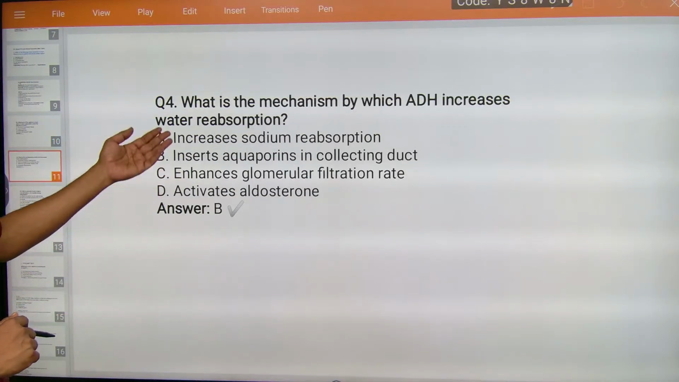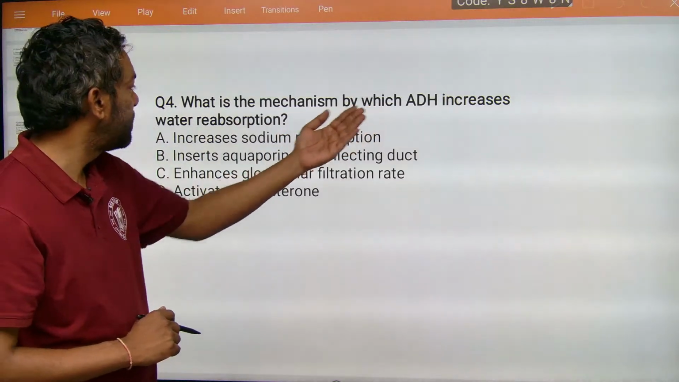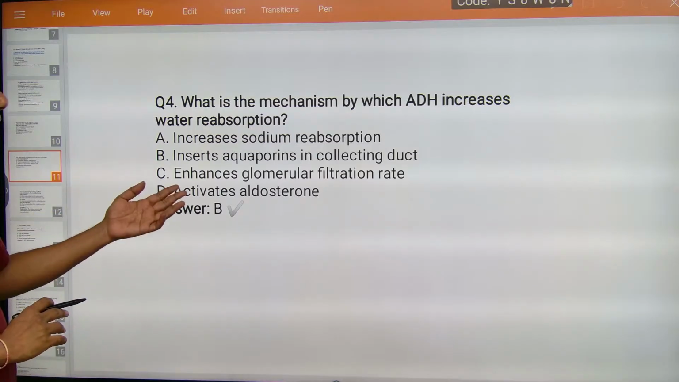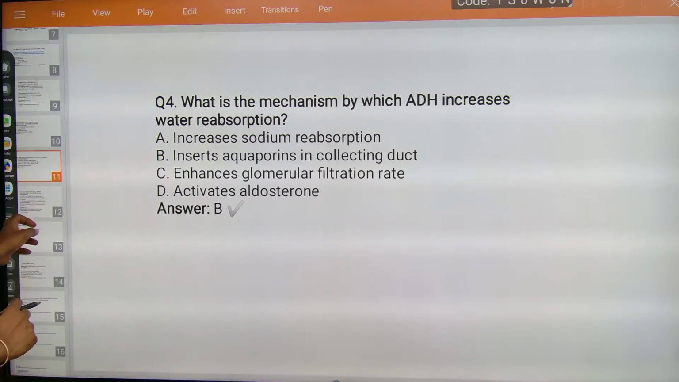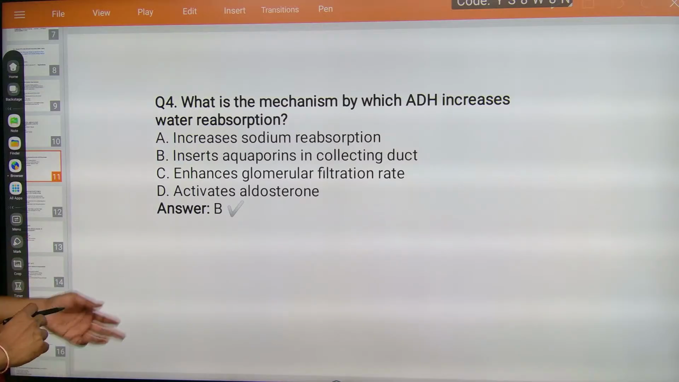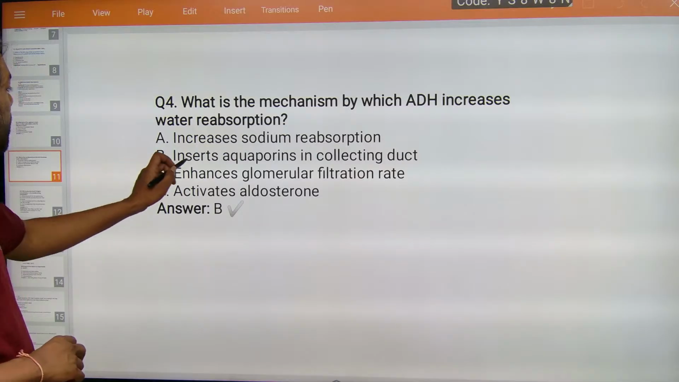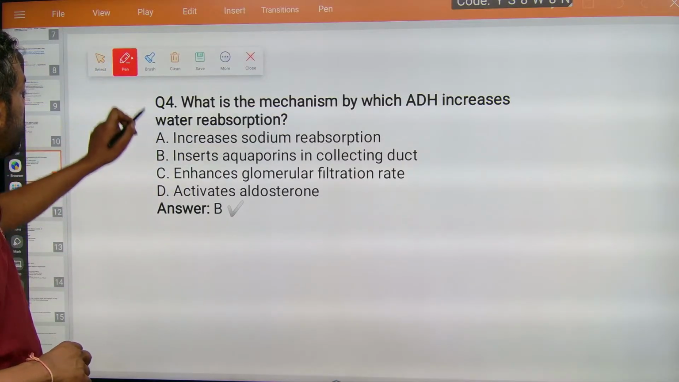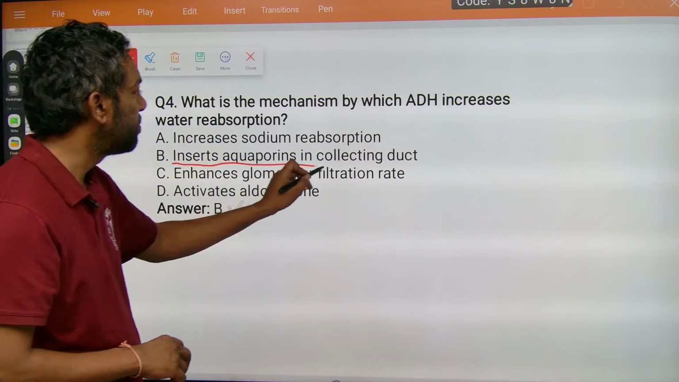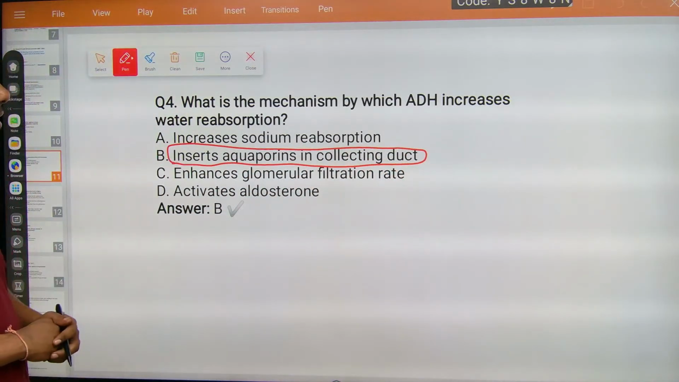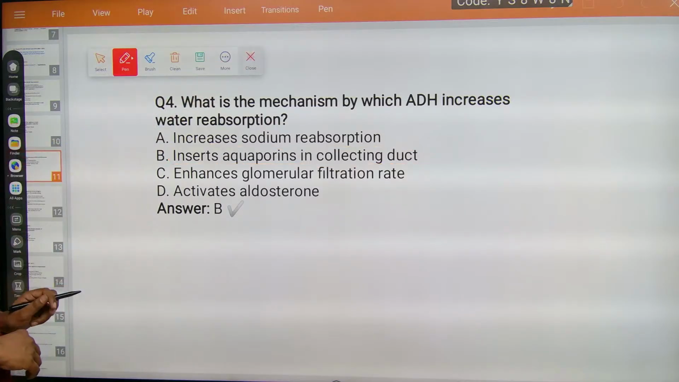What is the mechanism by which ADH increases water reabsorption? It is a direct question. The answer is aquaporins: they insert the aquaporins. This is the direct answer, guys, in the collecting duct. Okay, next question.